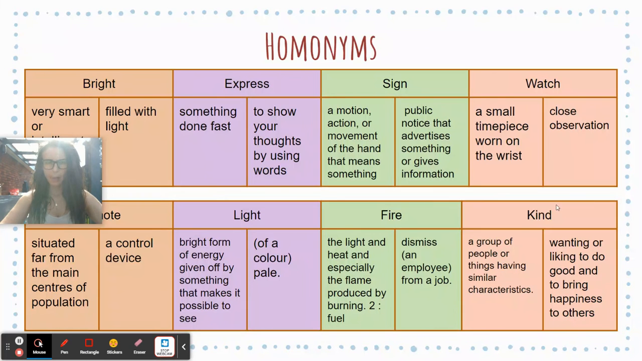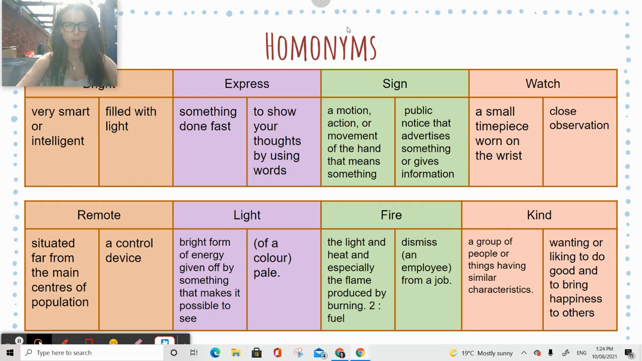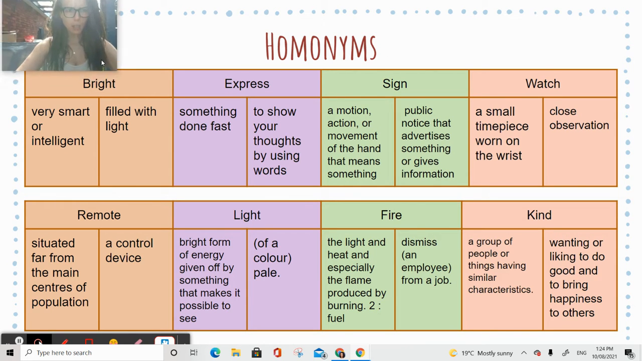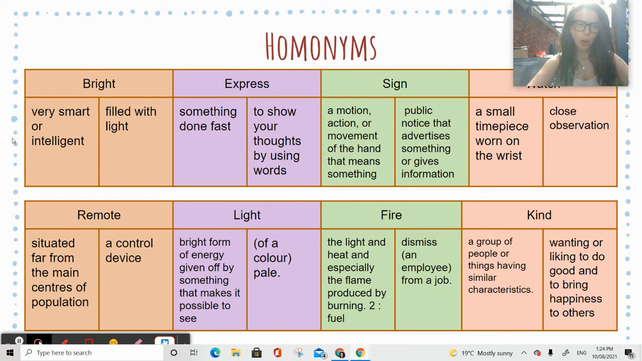You can watch that video from the beginning, but you only need to focus on homonyms. So here's an example. If I have the word bright, you can use bright in two different contexts. So bright could be very smart or intelligent. It could also mean filled with light.